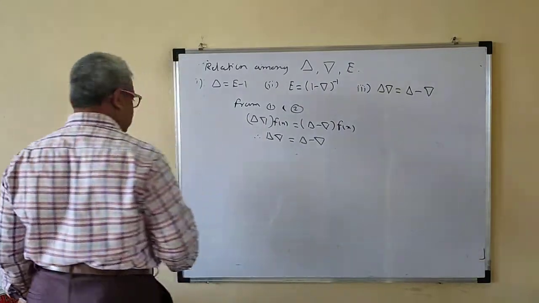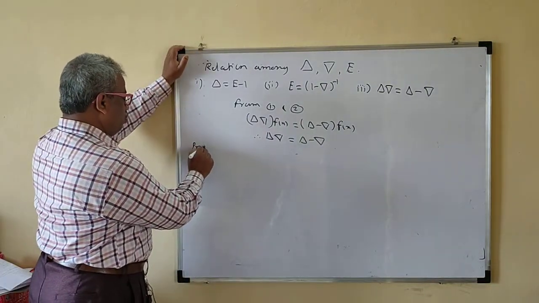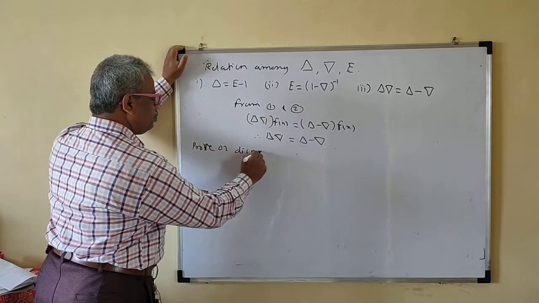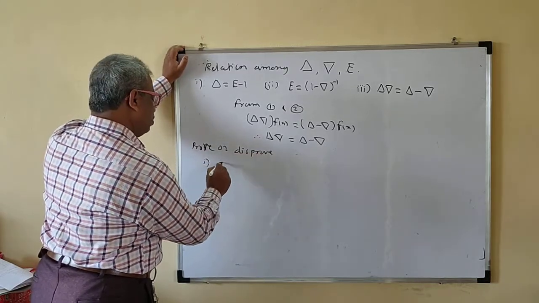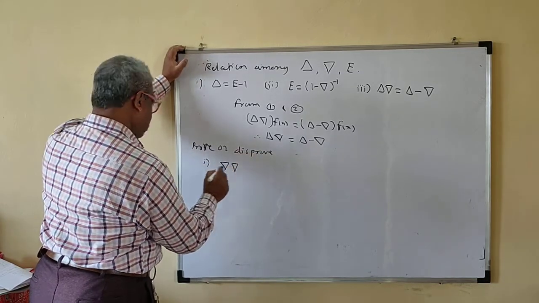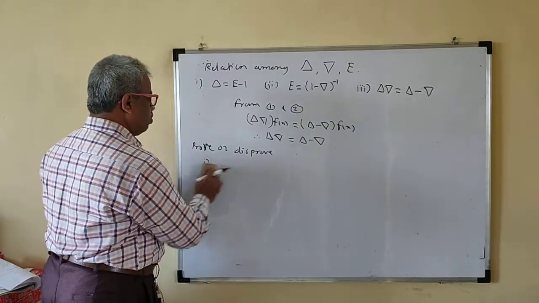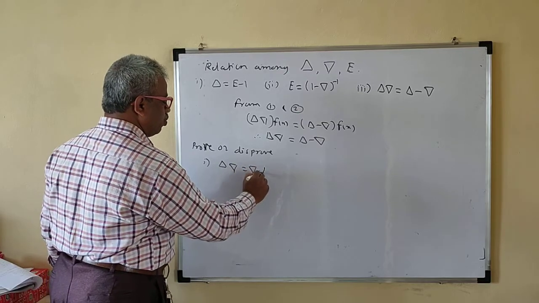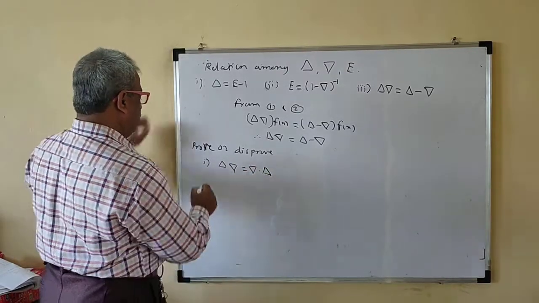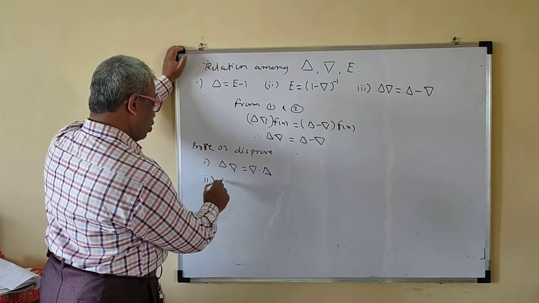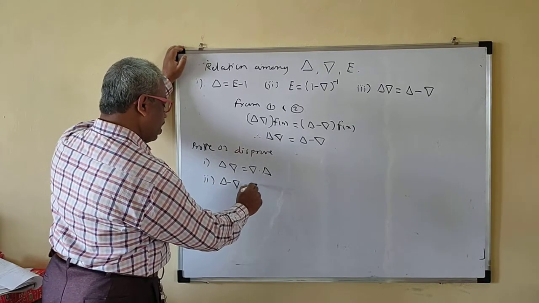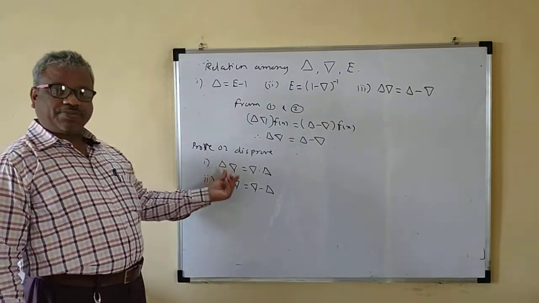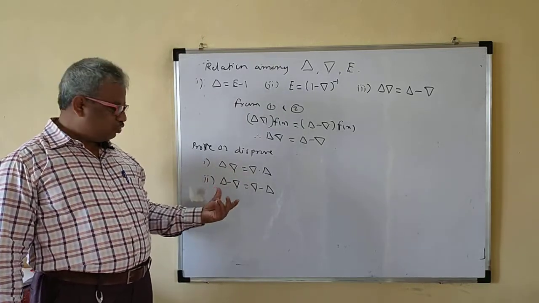Now next, prove or disprove. First, forward into backward is the same as backward into forward. Second, forward minus backward is the same as backward minus forward. Prove or disprove means you have to check whether this is true or not. So this is an exercise for you.